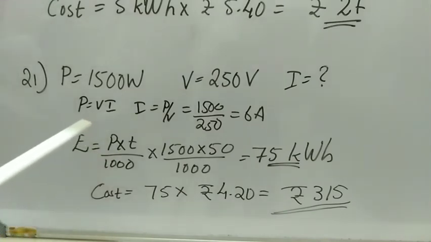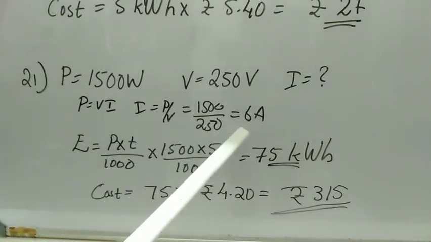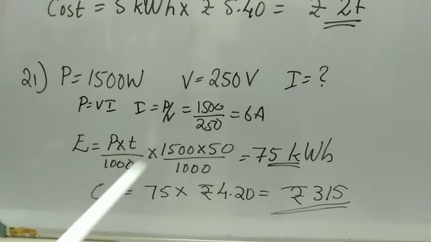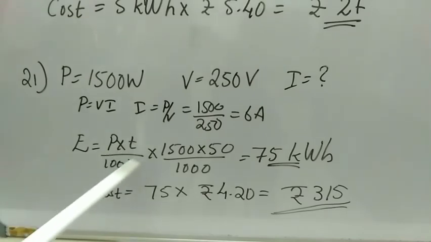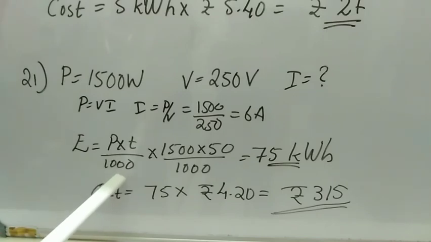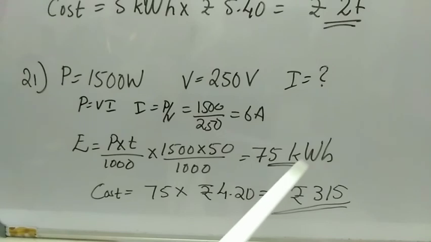So first we have to find the current I. We have the formula P is equal to VI. From that, I is equal to P by V. 1500 by 250, we get current is 6 ampere. Now the second sub-question is calculate the energy consumed in 50 hours. Time is given, 50 hours. So energy is equal to power into time by 1000, because power is given in watt. So we have to divide by 1000. So 1500 into 50 by 1000, we will get 75 kilowatt hour.